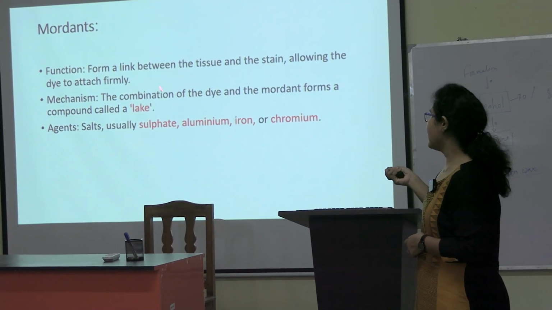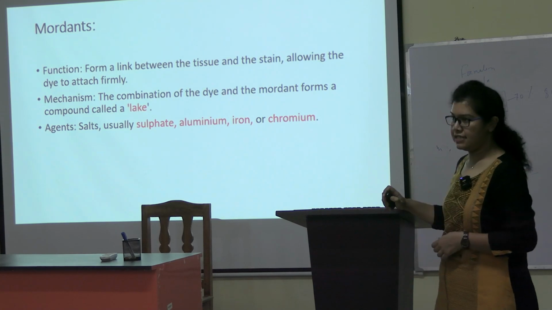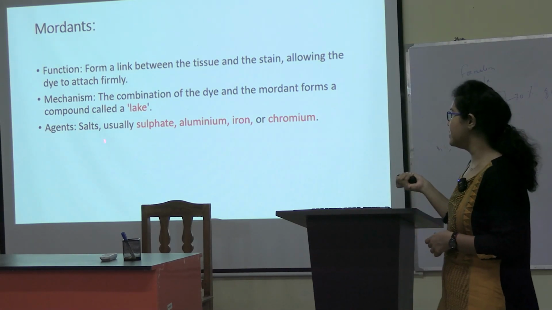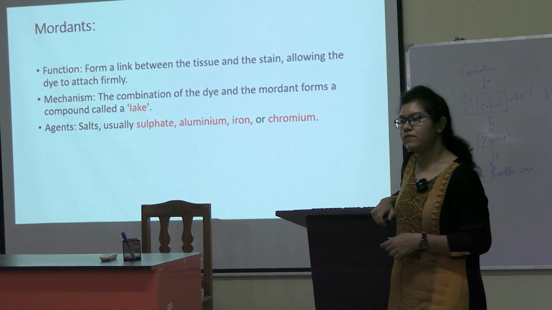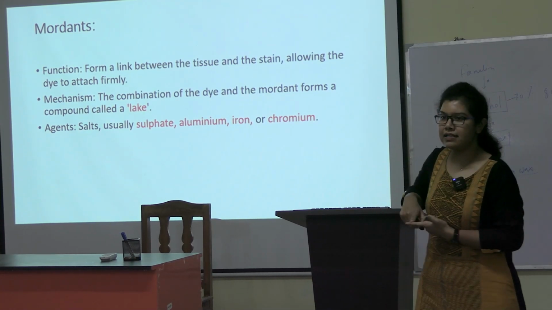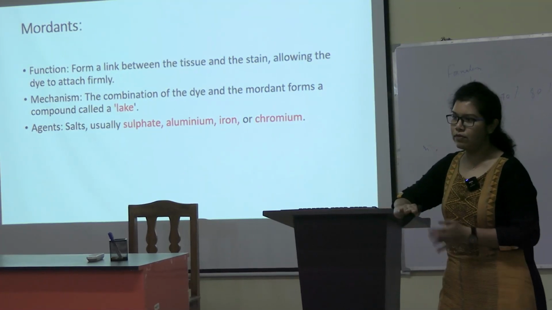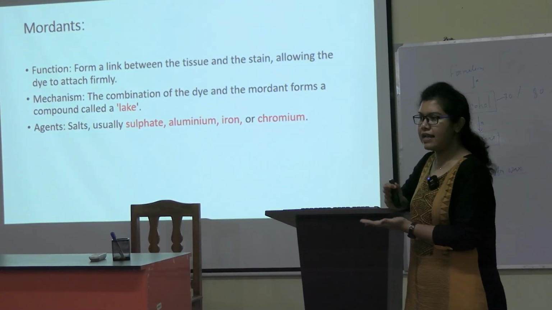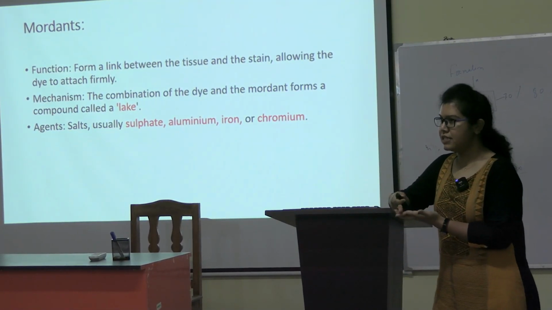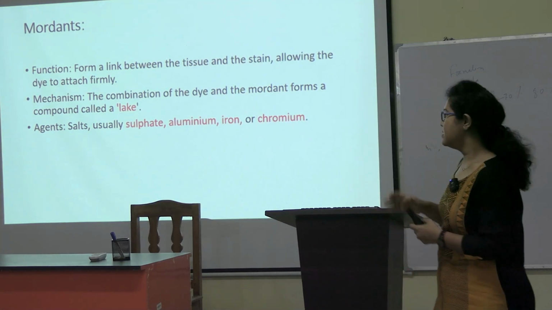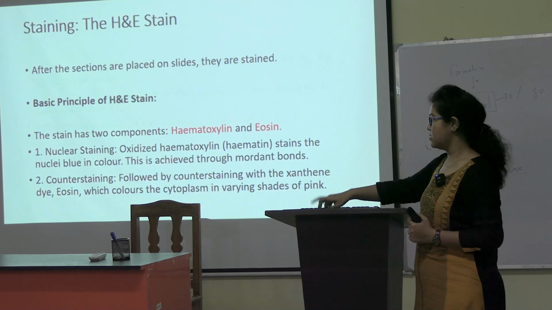This combination of dye and mordant is known as lake. So the hematoxylin dye and the mordant. What are the mordants? Usually these are salts of chromium, aluminium, iron, all these salts along with the hematoxylin dye will form the mordant, and this mordant will be added to the hematoxylin dye, then it will enhance the color. Okay. So this is a very important thing, what is mordant.